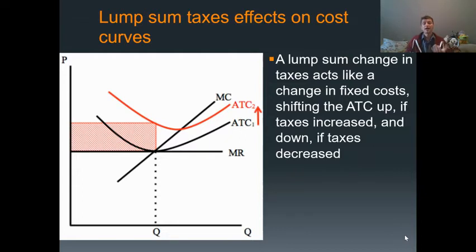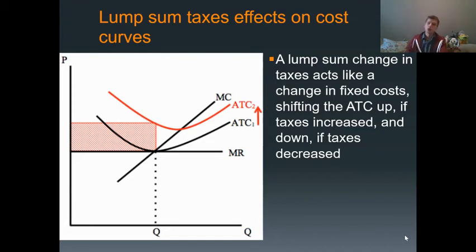So if you were to graph this out, you would see that your average total cost shifts upward. If you were to graph your average fixed cost, you would show that shifting upward as well. Your marginal cost, however, stays the same. Now, if you decrease lump sum taxes, it would just be the opposite effect. Your ATC would shift downward, as would any of the other curves I talked about. Once again, marginal cost remains the same.